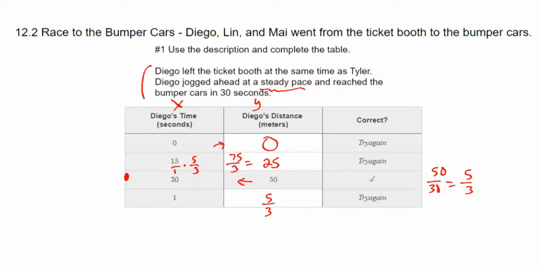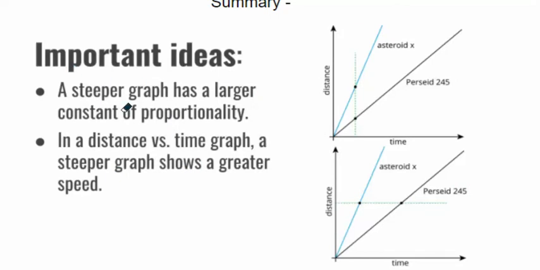All right, let's review the lesson really quick. Remember, important things: the steeper the graph, the larger the constant. If you look at this one right here, this is a steeper graph, so that means it has a greater constant. Looking from here to here also gives you pieces of information. That means that in the same amount of time, this one took longer to get to this distance. This one took longer.